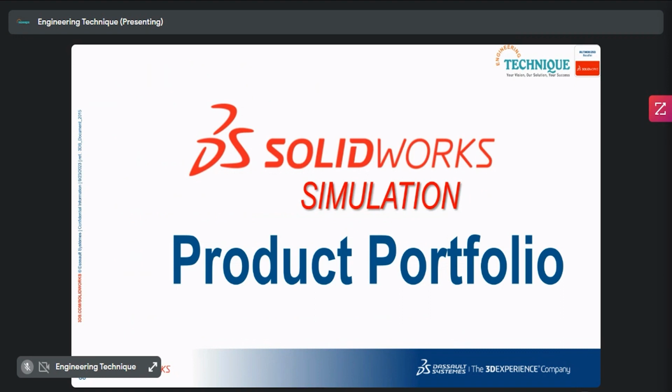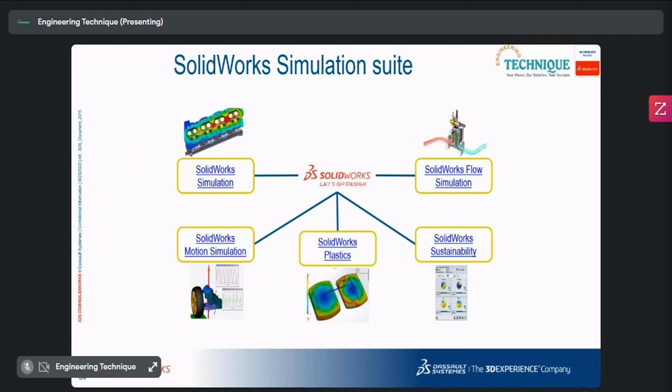I'm going to show the SolidWorks simulation product portfolio. Basically, SolidWorks simulation consists of five main products. That is SolidWorks Simulation, the structural part. Then SolidWorks Flow Simulation, the CFD part. SolidWorks Motion, in which you can animate the products and calculate various forces and torques. Then SolidWorks Plastics, in which you can simulate the plastic injection process and predict various defects. And SolidWorks Sustainability.